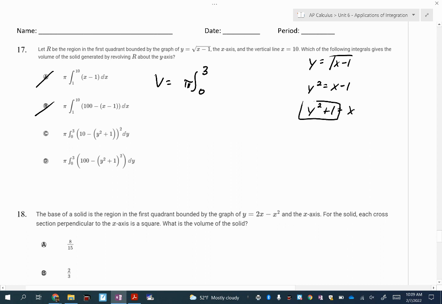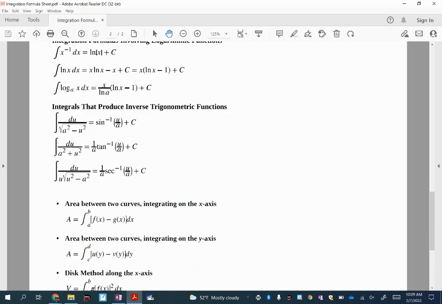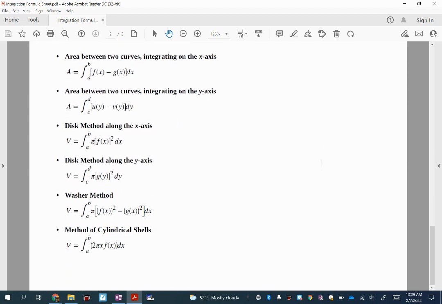So this is what I have now for my other piece, in terms of y squared plus 1. You'll see the y squared plus 1 in each of those. Now, the last thing is to do the formula. When you're going along the y-axis for the washer method, right here, the second to last one, you'll see we have the first function squared, which is the one on the right, and the second function squared is the one on the left.